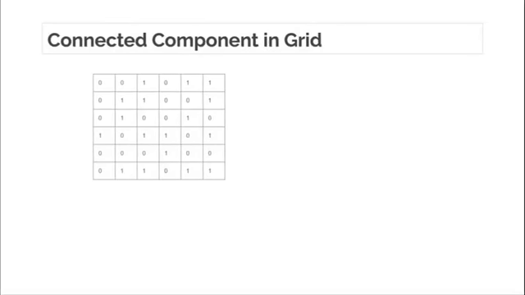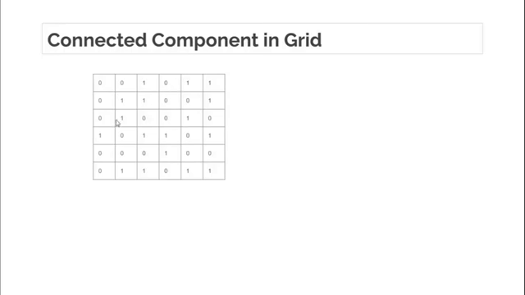So let's first define the connected component on a 2D grid. So you see, here we are given a 2D grid. Each element is filled either with 0 or with 1. So 0 are the cells on which we cannot step on, but we can step on these cells which are filled with 1.